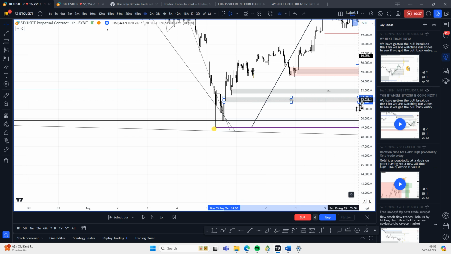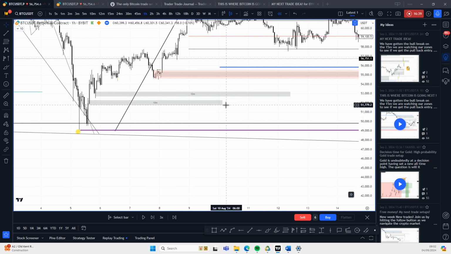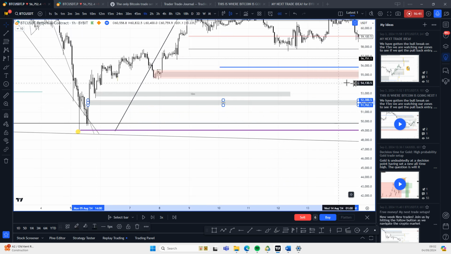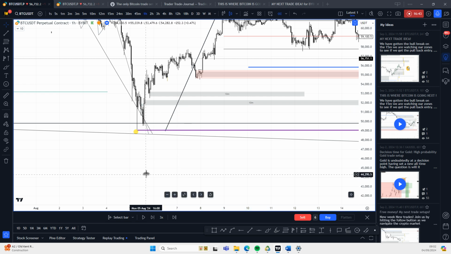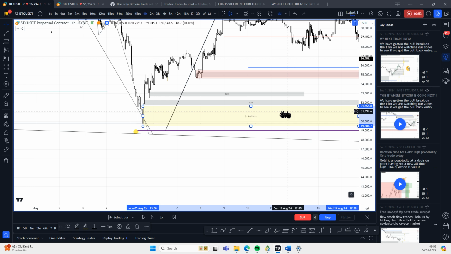All right, at 52.03, I'm going to just extend those as potential reaction points. We also have a larger zone here as well, a larger 1 hour zone, which I'm going to draw out just to say, hey, we could easily get a reaction off that zone, and that would not be a bad place to enter a trade.